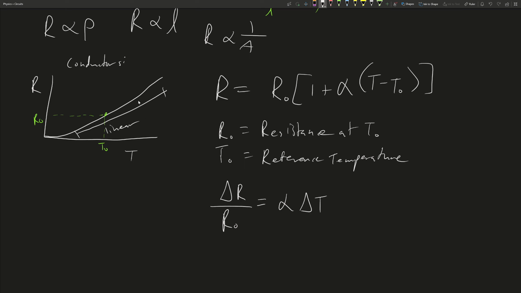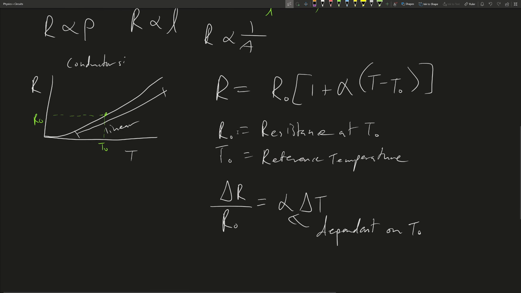So alpha is like the slope of this, and alpha is dependent on the initial temperature and resistance. So it's dependent on the reference temperature. So for different reference temperatures, the alpha value will change. But what these equations are saying, and their equivalent, is that if you change the temperature, then the resistance will change linearly according to this alpha coefficient.